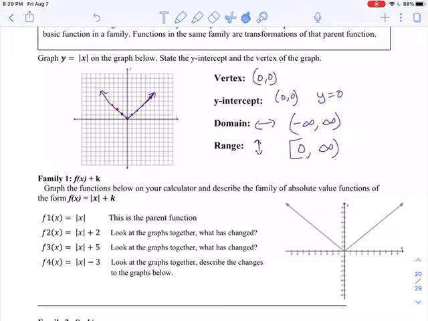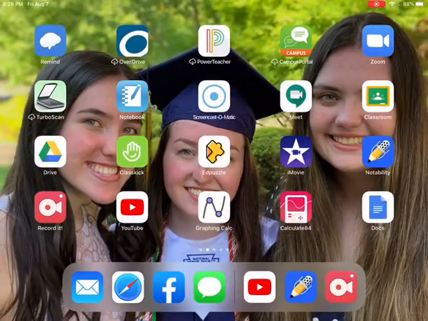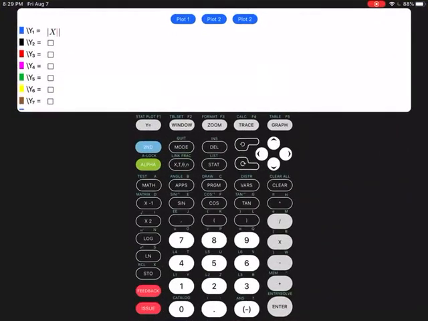So if you don't have a graphing calculator, you might want to get one on your phone or your computer. A nice one that works on a lot of phones is this Calculate 84. It looks really similar to the TI-84 that you've used in class before.